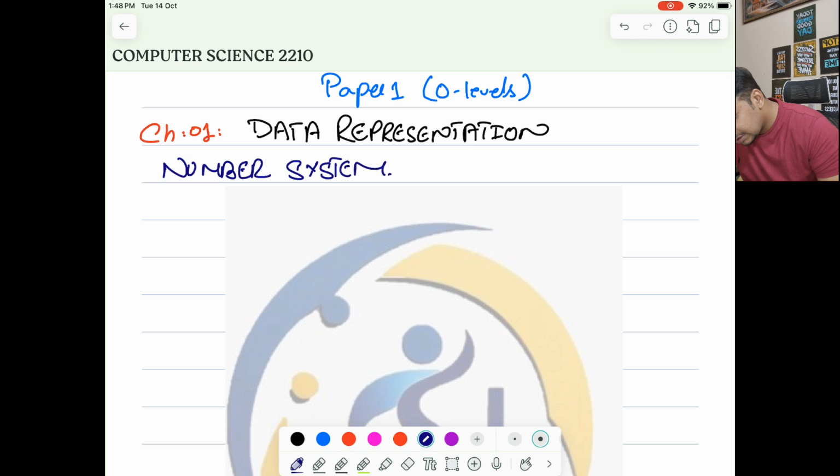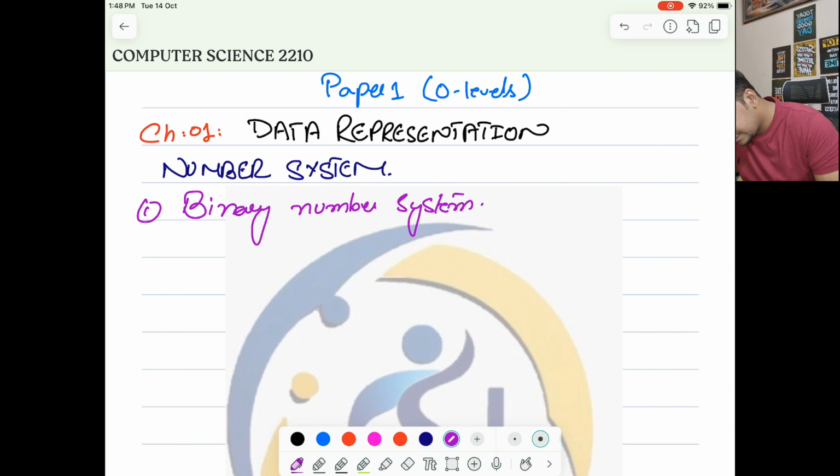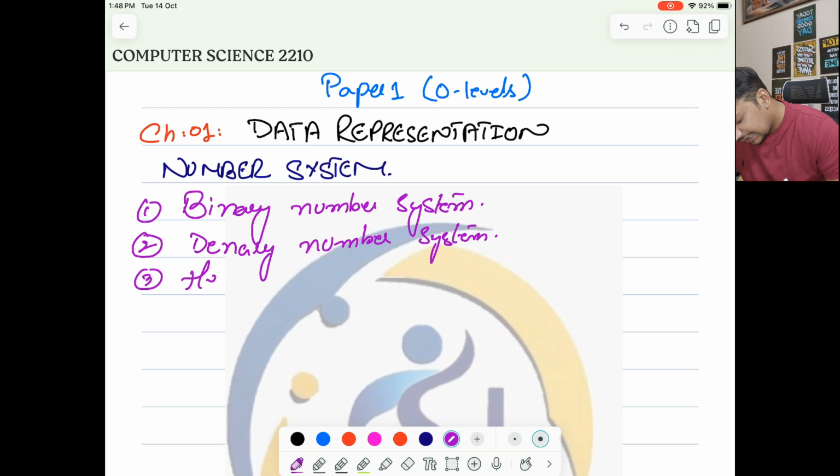Okay, so basically we have three types of number systems. Which number systems do we have? The first one is the binary number system. There are basically three types of number system which we need to deal with: binary, denary number system, and then we have the hexadecimal number system, right?